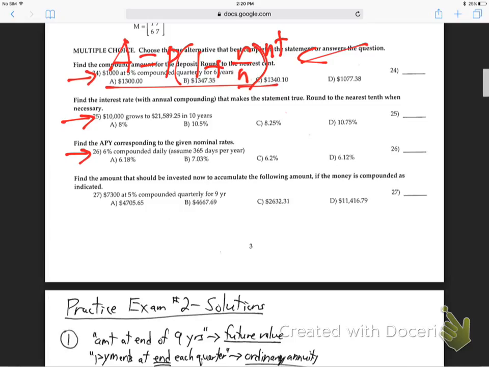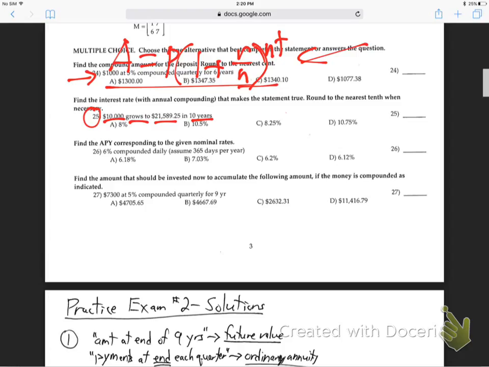How do you do, oh, wait a minute. No, 24 is easy. 10,000 grows to 10 years. Oh, no, 25 is worth our time, too. Yeah, 25 is a little tricky. Did you see how to do 25? So let's do 25. 10,000 grows to 21,589.25 in 10 years.